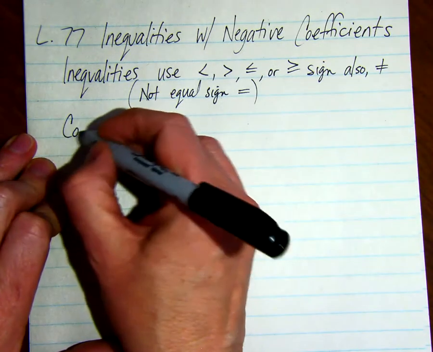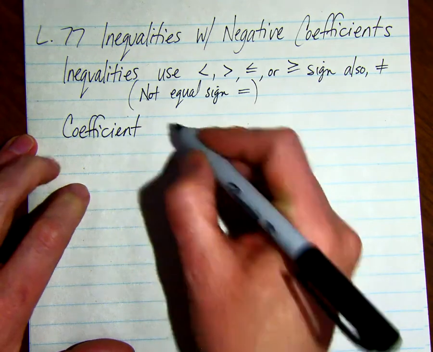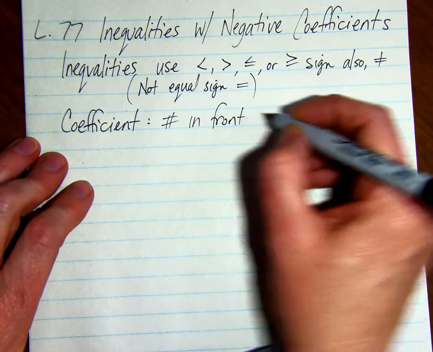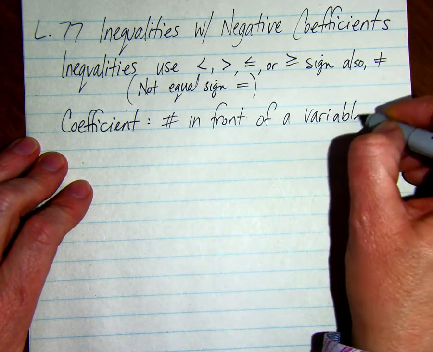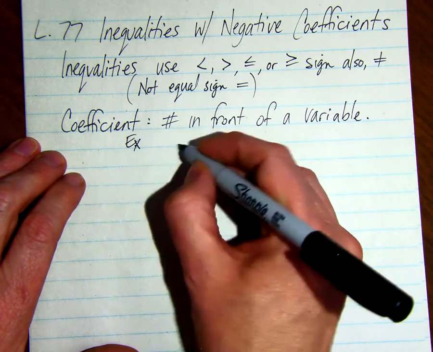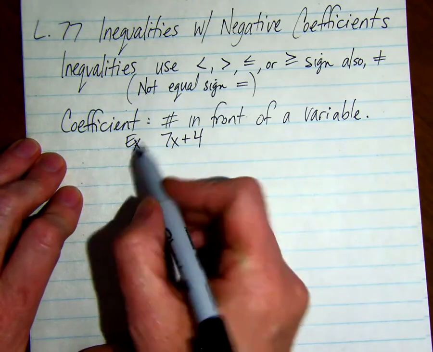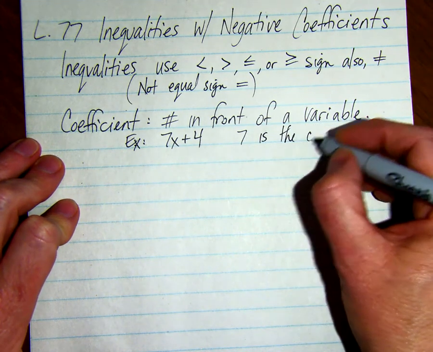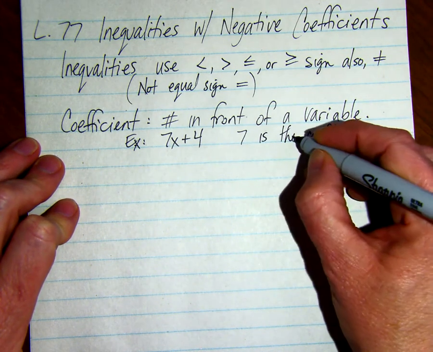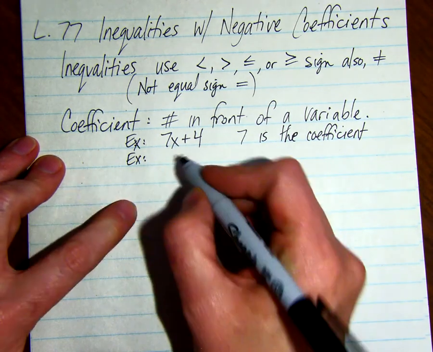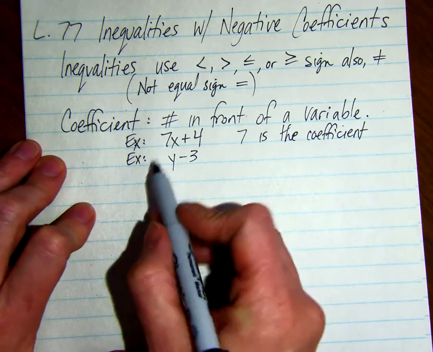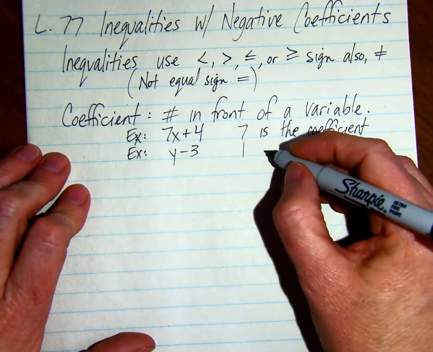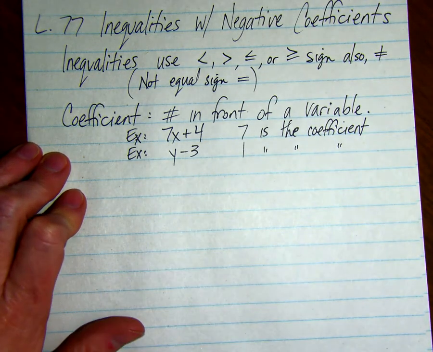The coefficient, this is a reminder, the coefficient is the number in front of a variable. So here's an example. 7x plus 4. We find the variable, which is x. The number in front of it is 7. So 7 is the coefficient. Here's another example. Y minus 3. The variable is y. The number in front of it we can't see, but that number is 1. So 1 is the coefficient in this example.